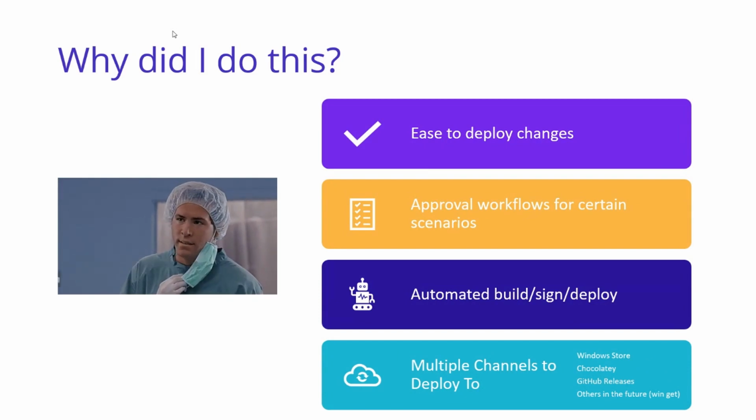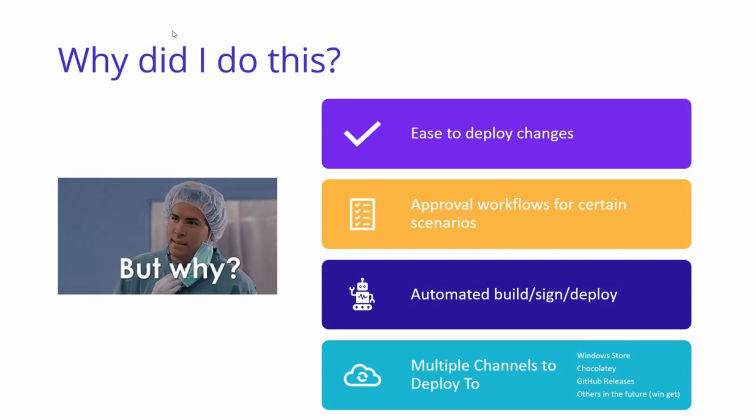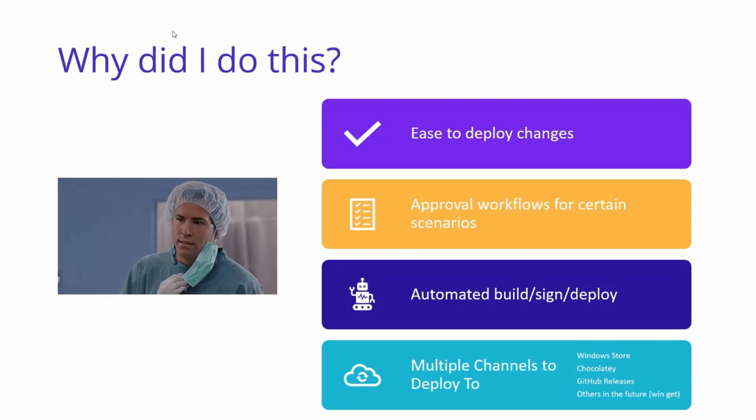So for instance, right now Presence Light is deployed to 3 channels, and I'm currently working on a 4th one, which is Winget. So I deploy to the Windows Store, I deploy to Chocolatey, and I deploy to GitHub releases, right? So the app comes in 2 flavors. There's the more traditional AppX or application packaging process where it actually installs it, like that's the Windows Store typical approach.